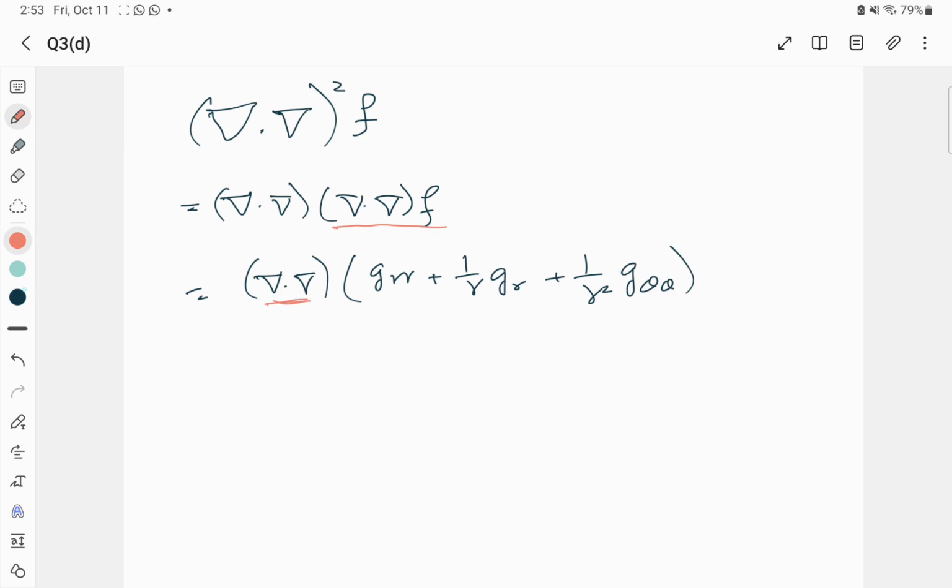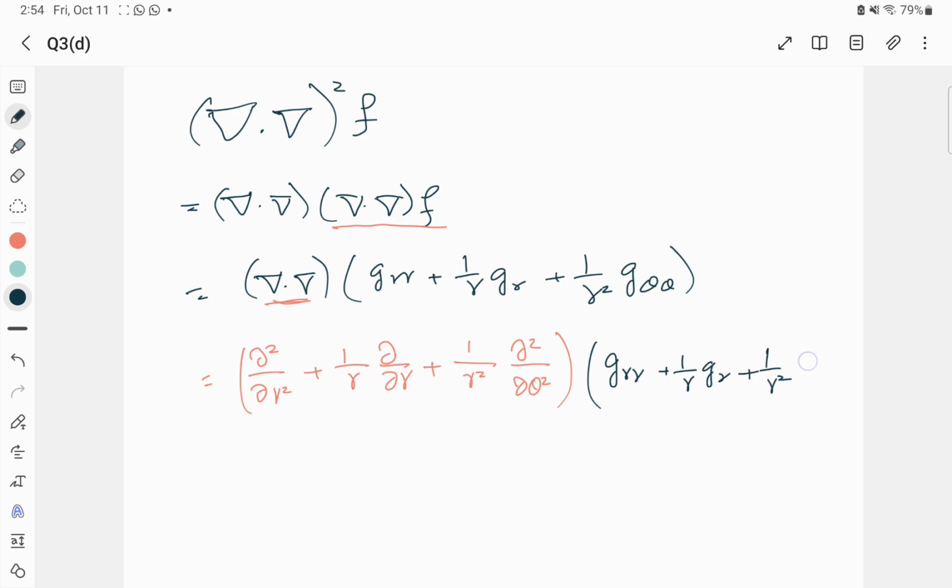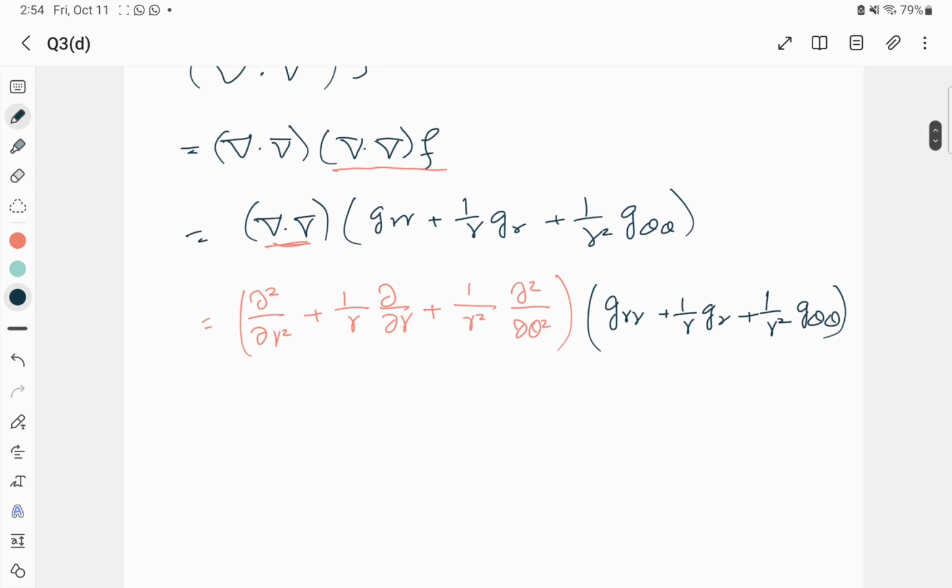But I can also write the expression. Basically this is a Laplacian operator, partial square over partial x square plus partial square over partial y square. But instead of using the Cartesian form, we can write it in the polar form. So this is the operator being applied over here: partial square over partial r square plus 1 over r partial over partial r plus 1 over r square partial square over partial theta square. So that is being applied on g_rr plus 1 over r g_r plus 1 over r square g_theta.